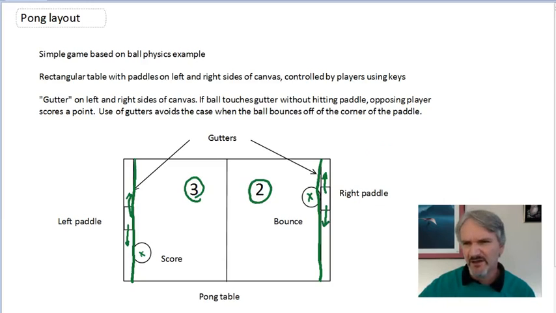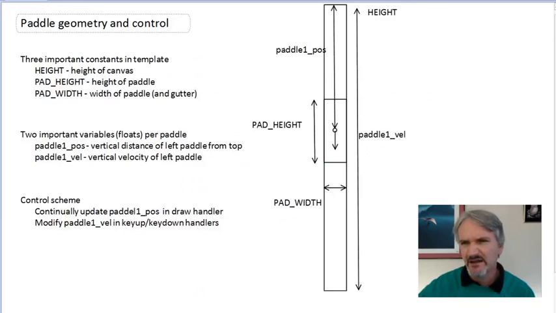Let's go on over here now and talk about your paddle geometry. So in the template I'm going to provide you, there's some constants. There's the height right here. So what's the height? The height is the height of the Pong table. It's the height of the canvas. There'll be 2 variables. There's going to be the paddle height. That's this dimension right here. And there'll be a paddle width.